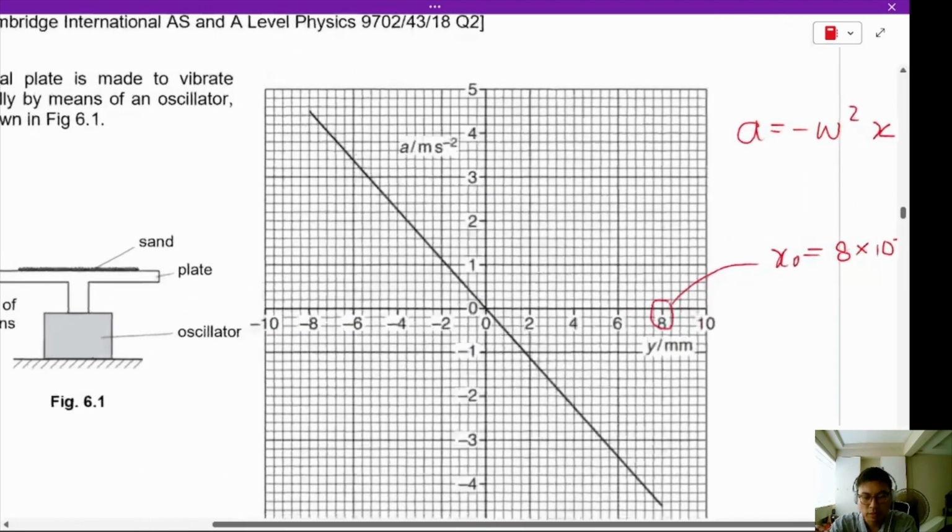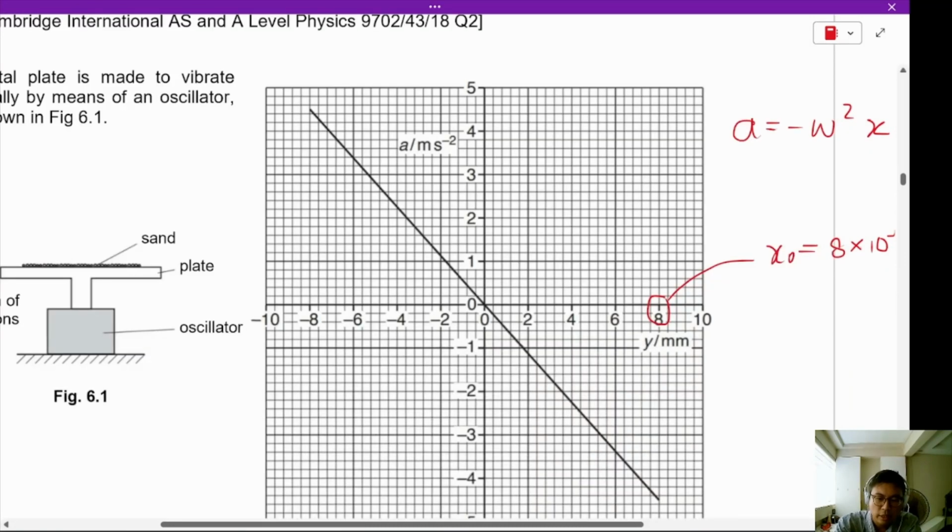Then what about a maximum? Let's take a look at a maximum very carefully. It looks like a maximum is over here, right? a max is over here, which we draw with a straight line. Ta-da!